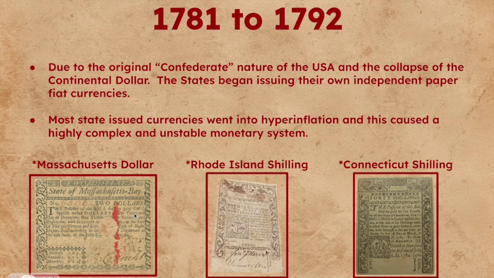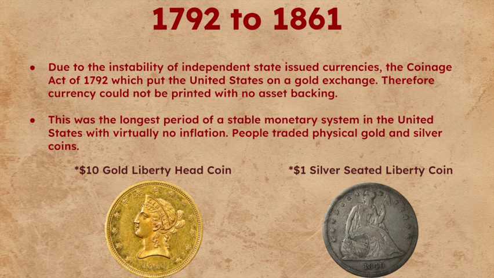And this also created a very complex and unstable monetary system, because you could imagine if you were traveling from Massachusetts to Rhode Island, you're going to have to exchange your Massachusetts dollars for Rhode Island dollars, and there's different exchange rates, and it's very confusing, right? So this system did not last long. This system lasted 11 years, and then the entire United States needed something new.